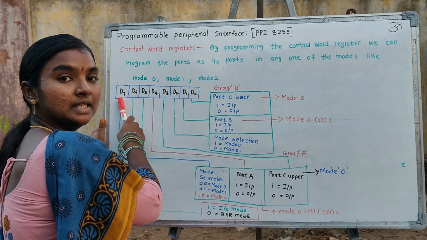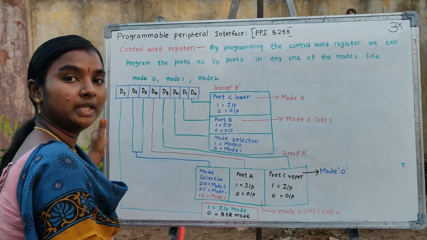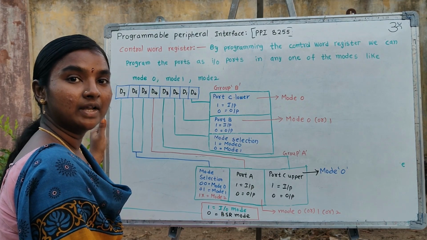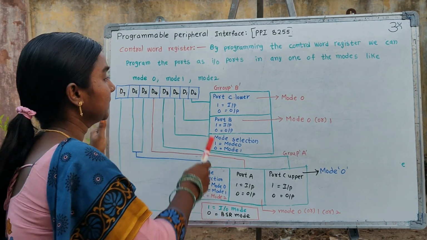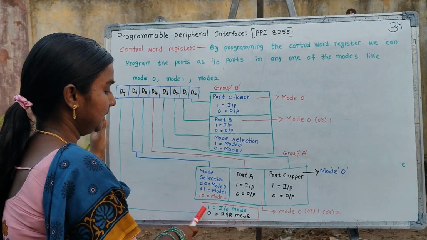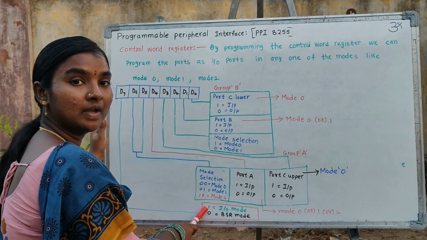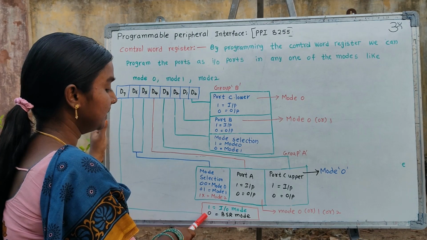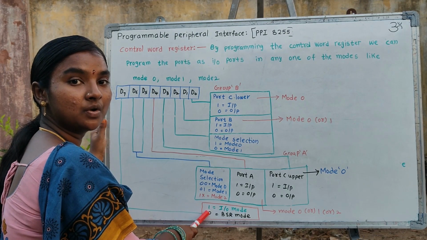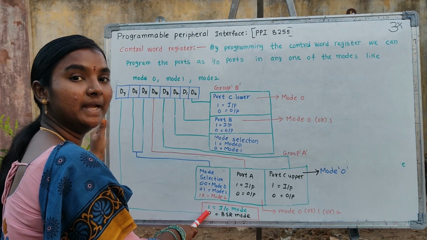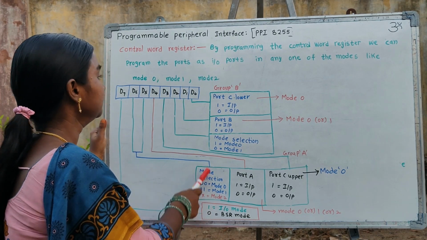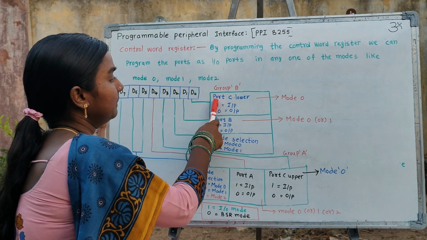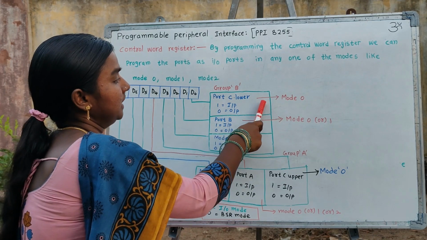Depending on the values on these D0 to D7 bits, the port A or port B or port C, these three ports we may select to work in any one of the modes. Here, if the value on D7 bit is 1, the 8255 is going to work in IO mode. If the value on D7 bit is 0, the 8255 is going to work in BSR mode, meaning bit set reset mode.